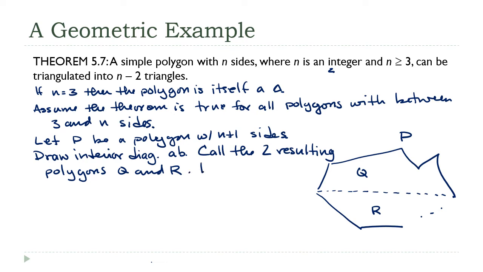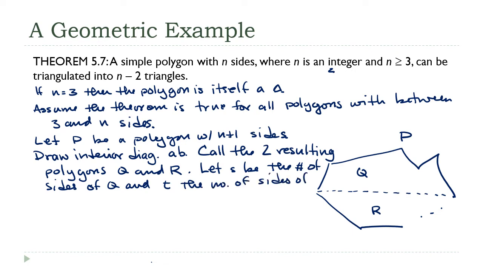So if we let S be the number of sides of Q, and T the number of sides of R. Let's say P has n plus 1 sides, Q has S, and R has T.